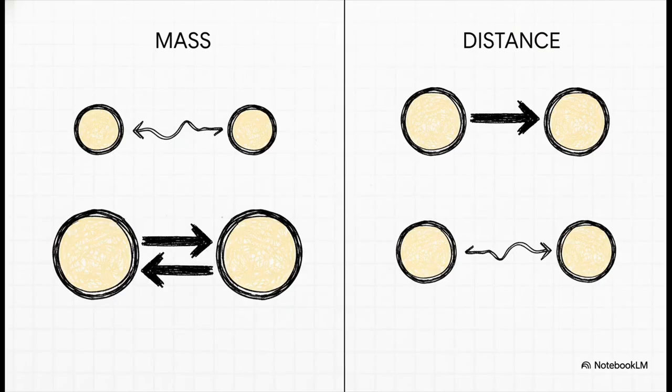So really, it all boils down to just two things. First, mass. The more stuff an object is made of, the stronger its gravitational pull. And second, distance. The farther away two objects get, the weaker that pull becomes. That's it. It's really that simple.